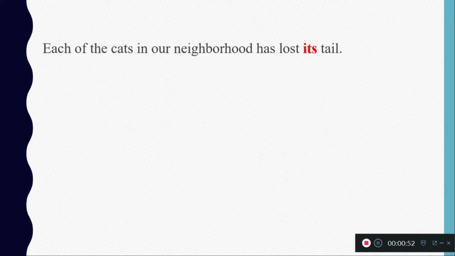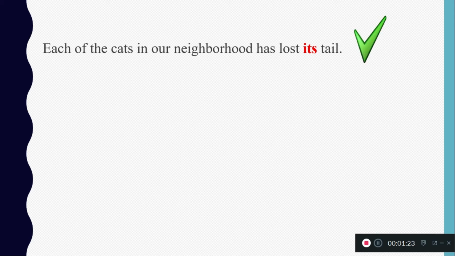Before learning what is pronoun reference, let's have a glance at some sentences. In the sentences, we will look at the use and meaning of pronouns. Here is the first sentence. Each of the cats in our neighborhood has lost its tail. In this sentence, its is a possessive pronoun for the subject each of the cats. You know, any noun with each, every, any, etc. is used as singular. So the use of pronoun its in this sentence is meaningful and accurate.